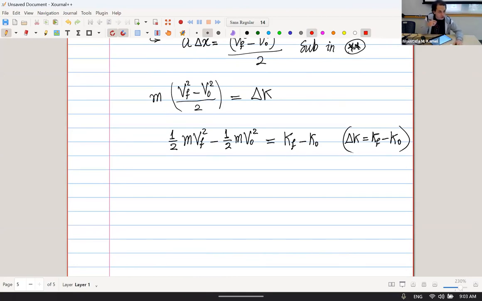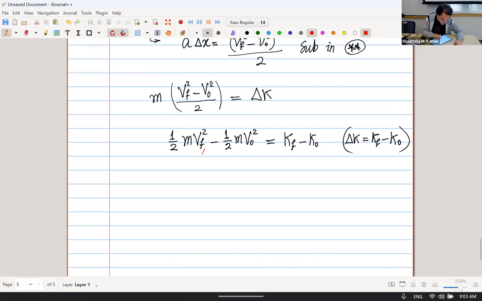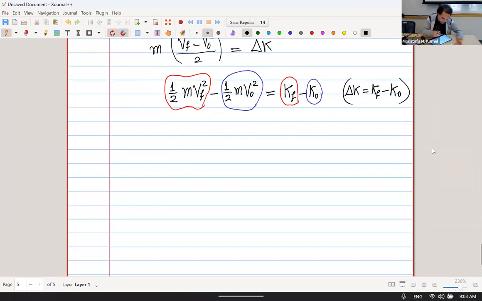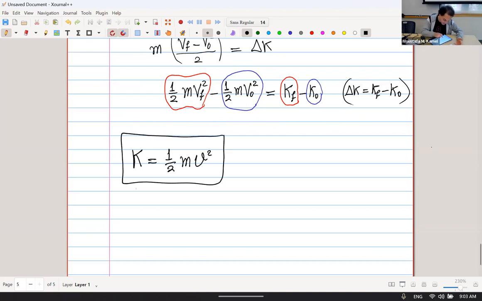Okay, so if you compare the quantities on both sides, you see that kinetic energy final corresponds to half m v final squared, and kinetic energy initial corresponds to half m v initial squared. From that, we deduce the form of kinetic energy for any velocity. So kinetic energy is half m v squared. And this is the formula that we're going to use.